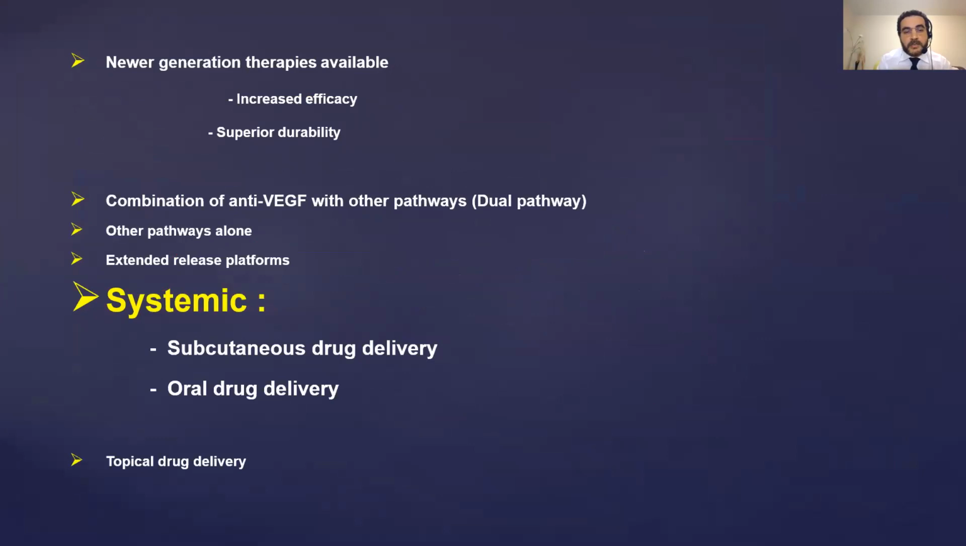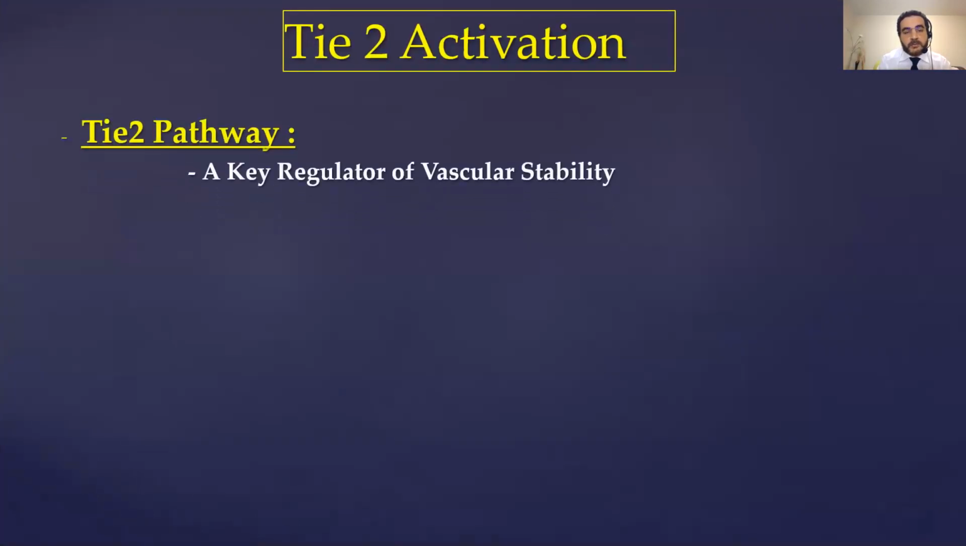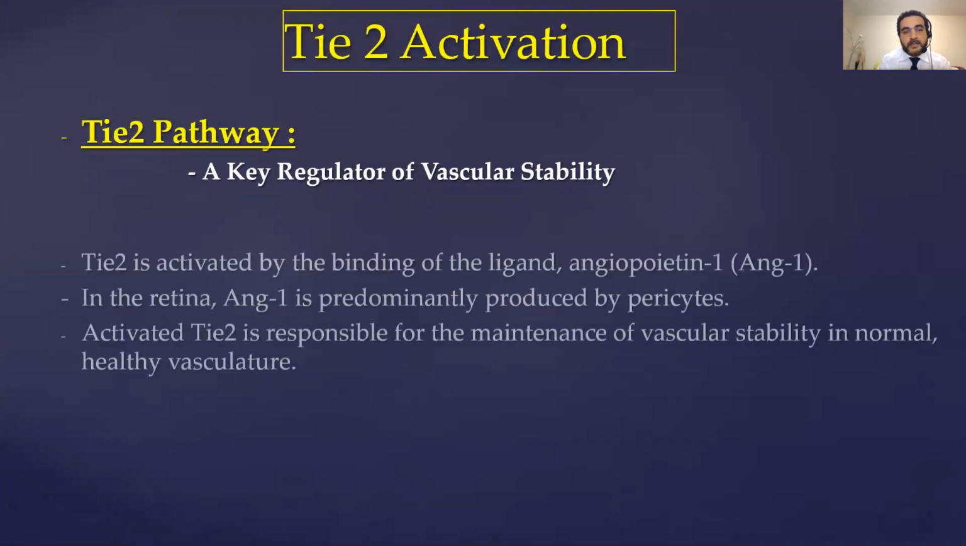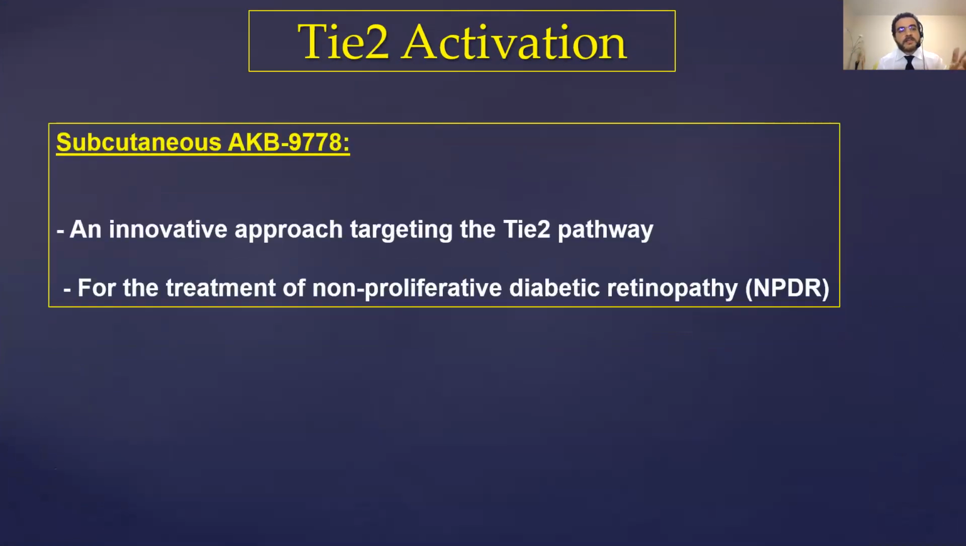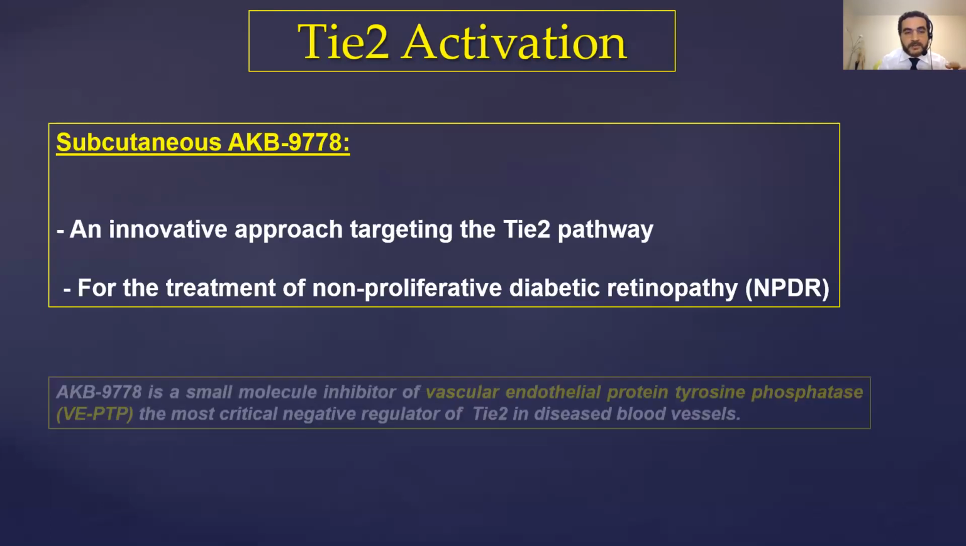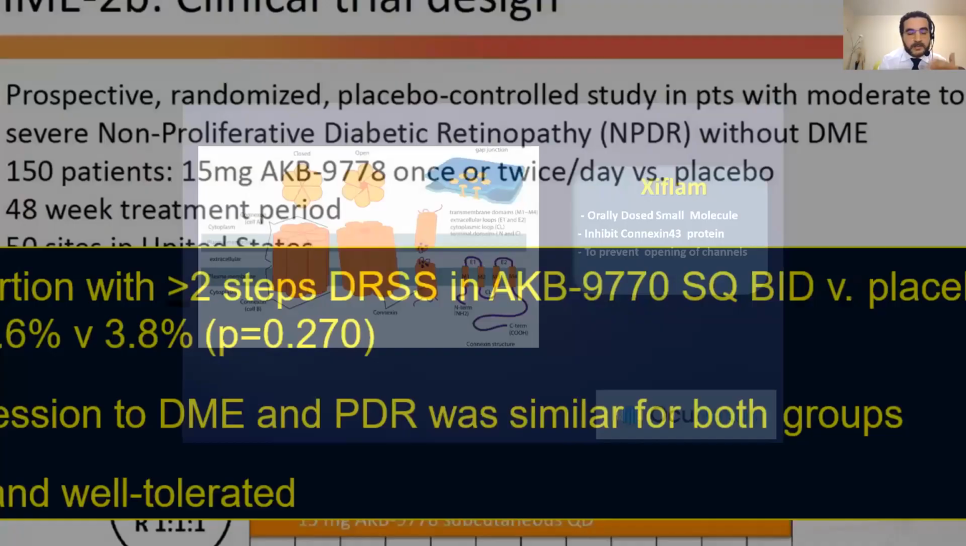What about systemic, subcutaneous drugs? We have something called Tie2 activation. If you remember from physiology, Tie2 activation is a key regulator of vascular stability. They found that in diabetes, Tie2 activation is downregulated by an enzyme called VE-PTP. So they are trying to study a drug that can block this enzyme, given subcutaneously. The drug under trial is AKB-9778. They are trying to study the efficacy of this subcutaneous injection to activate Tie2 and restore the integrity of the blood vessels. There is a trial going on now.